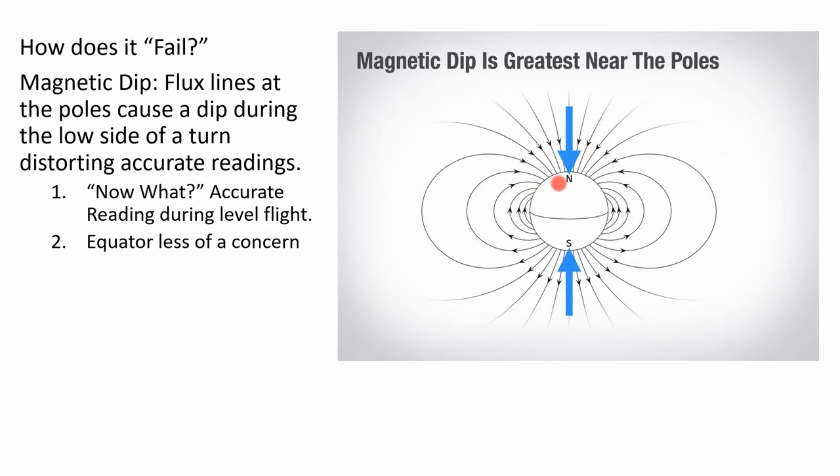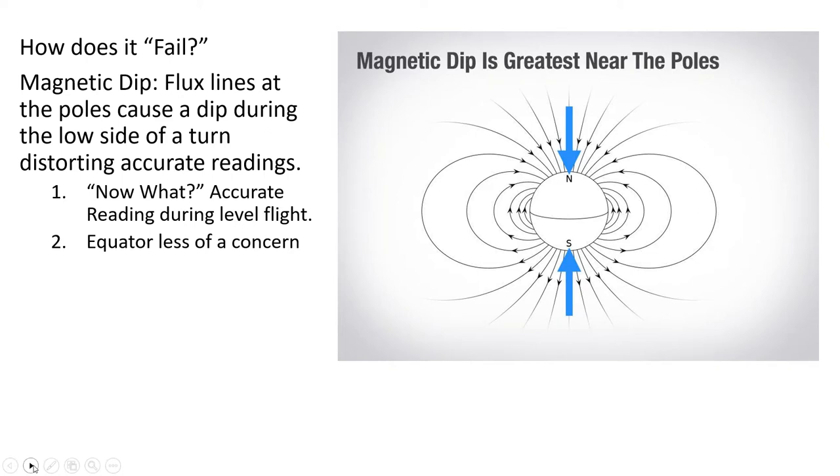However, in the construction of the magnetic compass, the center of gravity lies so low that it takes out some of that error. Supposedly. I've never flown up by the pole, so I'm just going from what I've read. So that's fair, right?